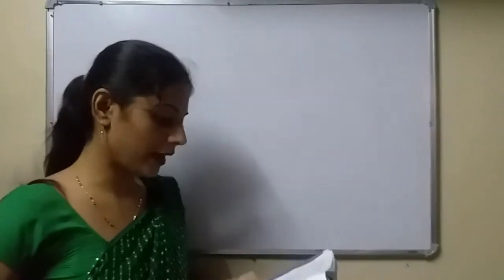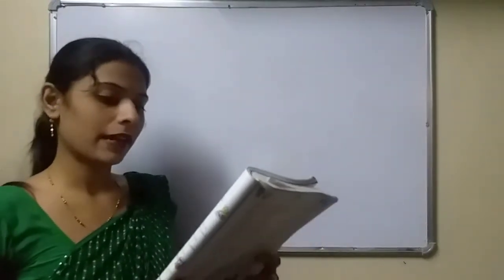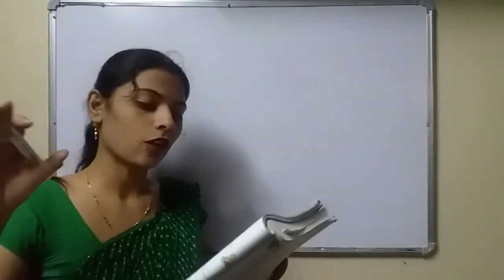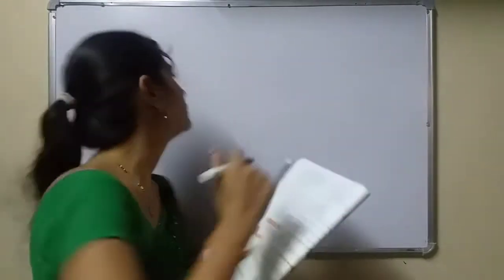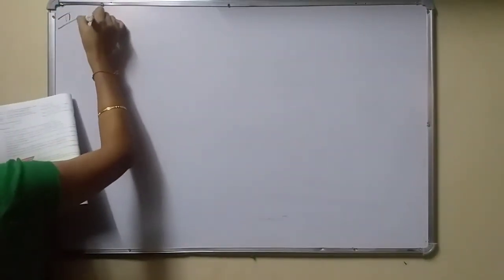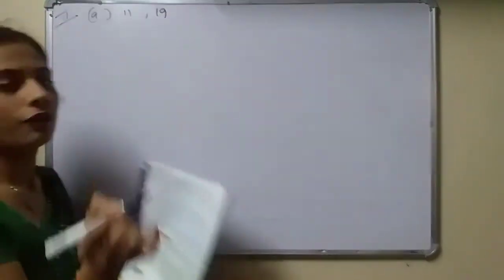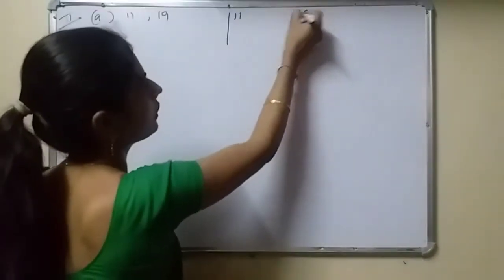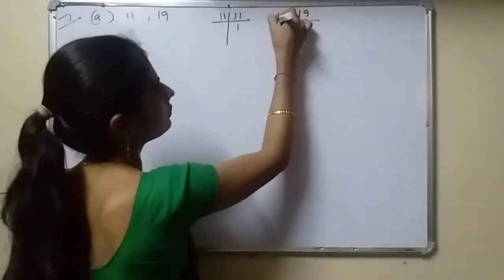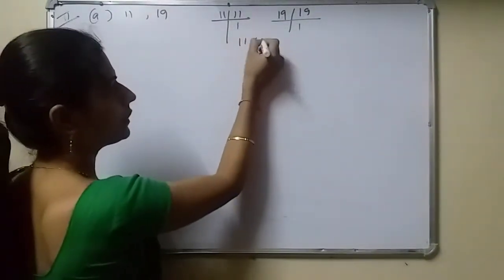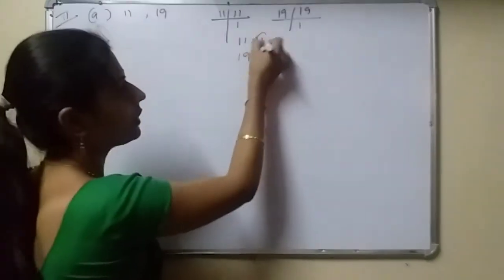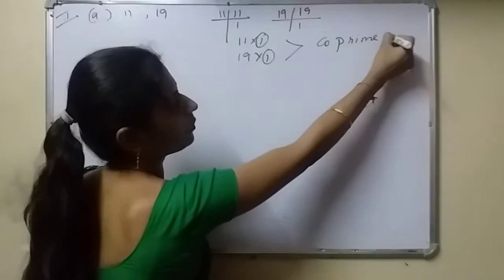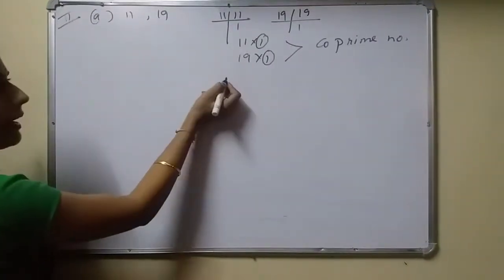Now see question number 2. Find the pairs of numbers which are co-prime and then find their HCF and LCM. First of all, you must know which are the co-prime numbers here. See question number 2, A, 11 and 19. First of all, find whether it is a co-prime number or not. First of all, you have to take out the HCF. 11 into 1, 19 into 1. Nothing is common here, only 1 is common here. It means it is a co-prime number.